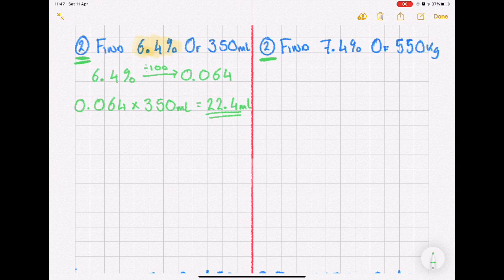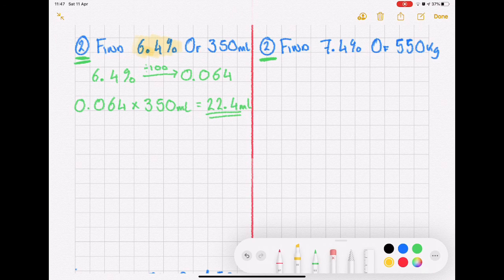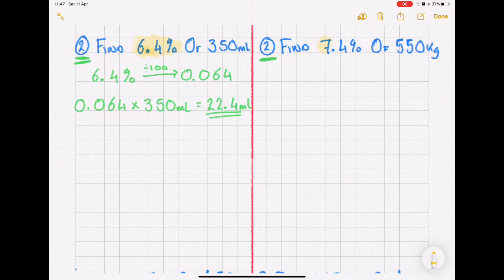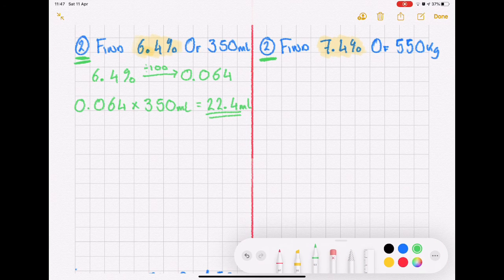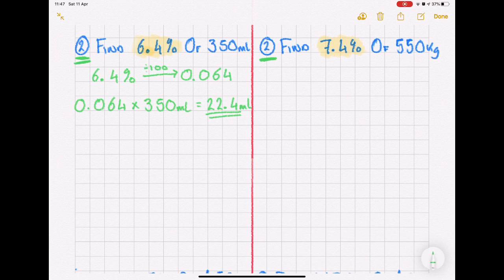Okay, fantastic, let's go through this. We have find 7.4% of 550 kilograms. So let's go for this, 7.4%. The first thing we're going to do is turn that into a multiplier. And we do that by dividing by 100. So 7.4%, we divide that by 100. And that gives us 0.074.